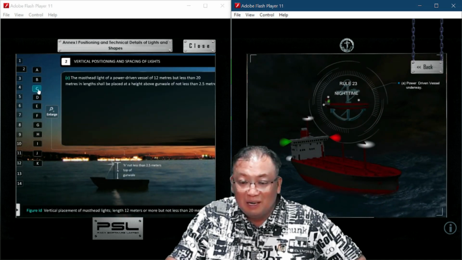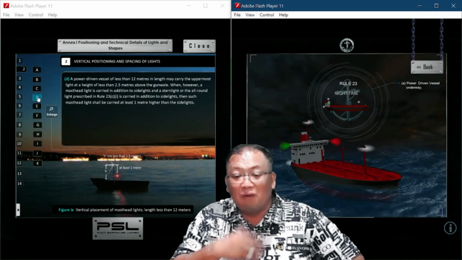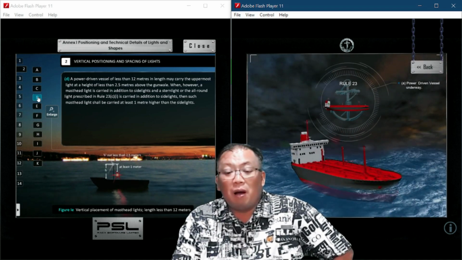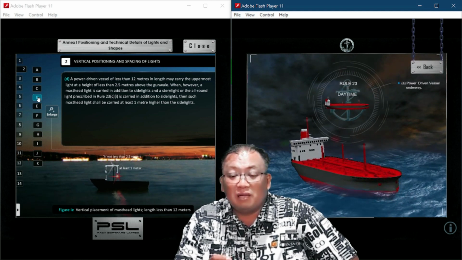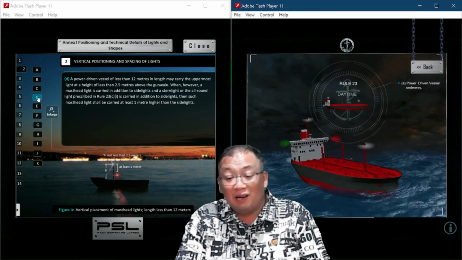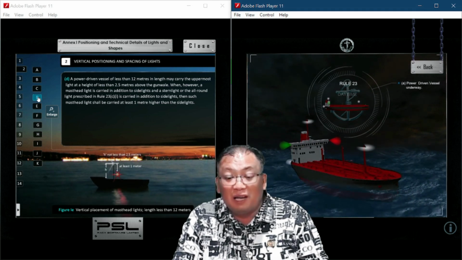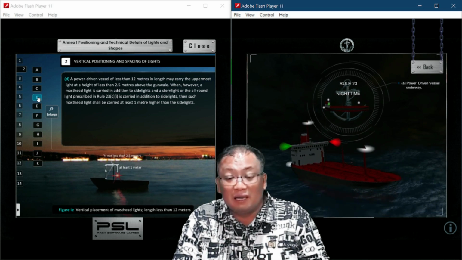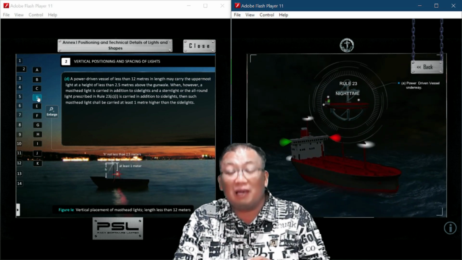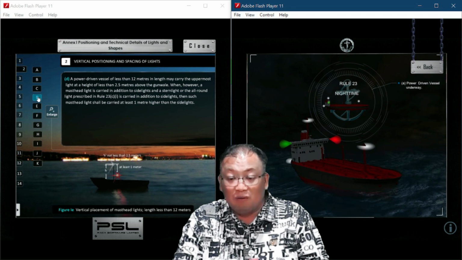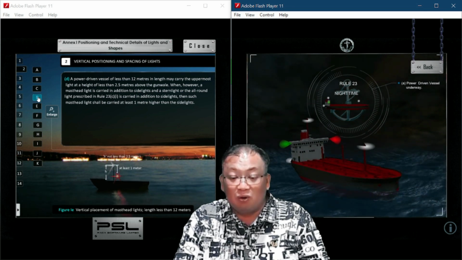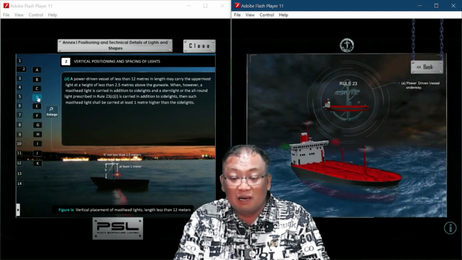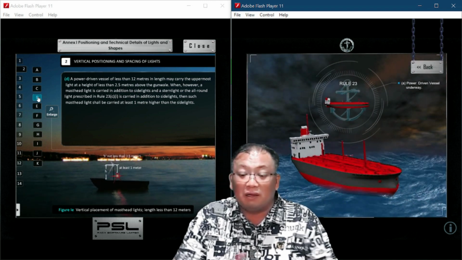You have 2 Charlie, and you'll have the 2 Bravo, Annex 2 Bravo, okay? 2 Delta, I mean. A power-driven vessel of less than 12 meters in length, smaller, may carry the uppermost light at a height of less than 2.5 meters above the gunwale. When, however, a masthead light is carried in addition to its headlight and a stern light or the all-around light prescribed in Rule 23 Charlie is carried in addition to side lights, then such masthead light shall be carried at least 1 meter higher than the side lights.